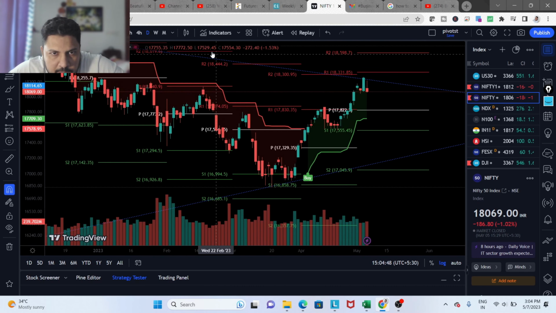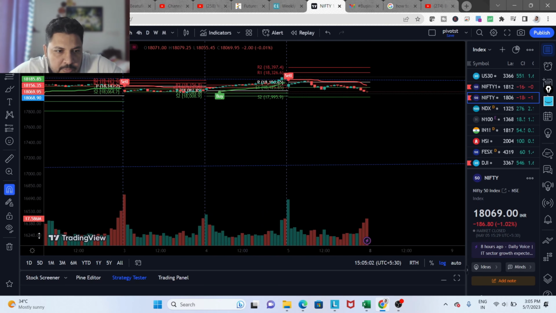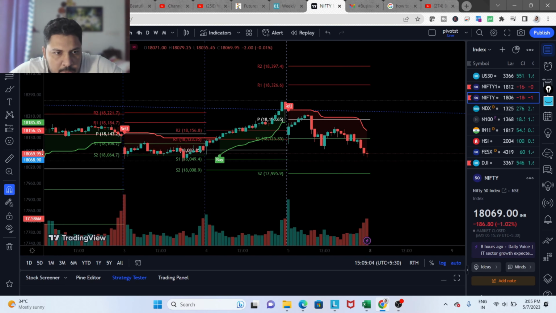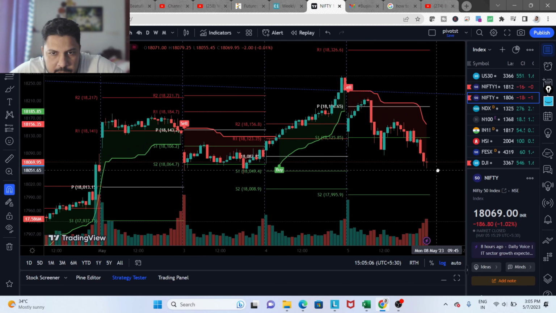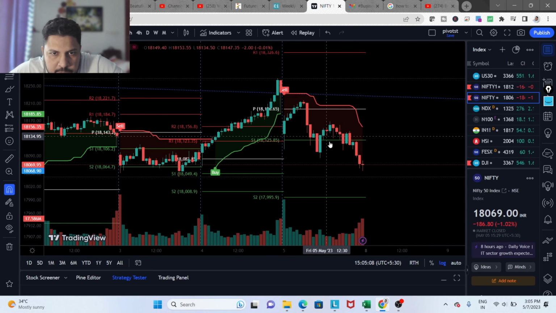So this way you can identify that the trend lines we have drawn on the weekly are quite applicable on a lower time frame. So always do that. Always draw the trend lines on a higher time frame and then come back to the lower time frame. So on a 15-minute time frame, I will tell you how we have traded these days.